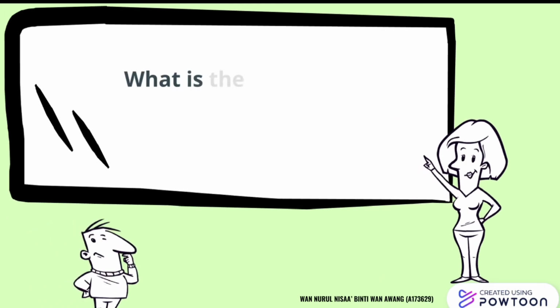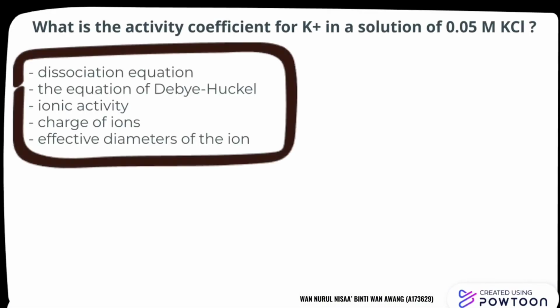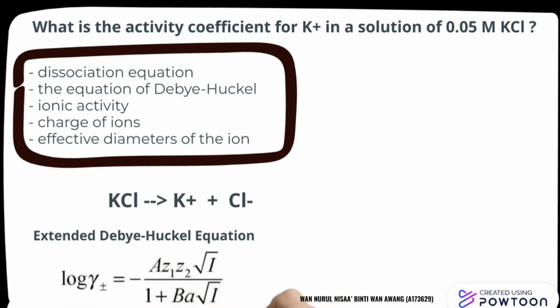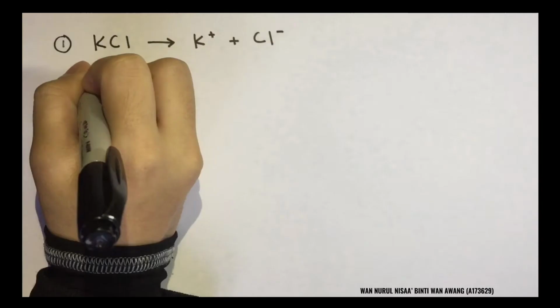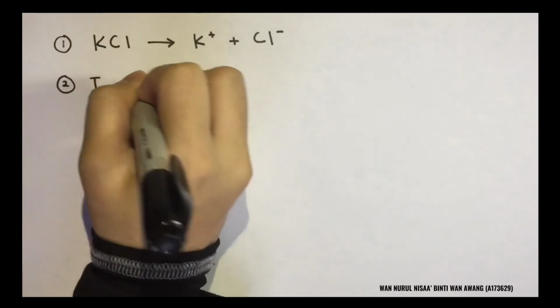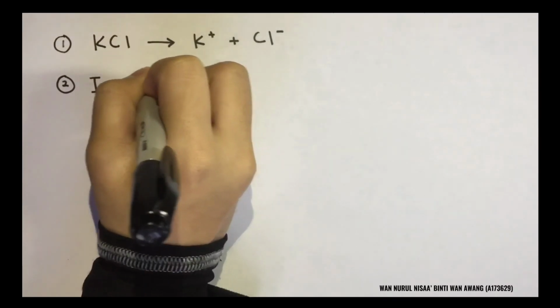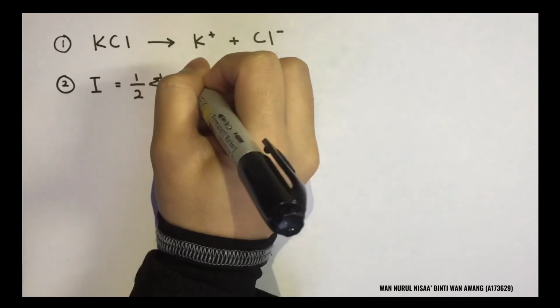What is the activity coefficient for K+ in 0.05 molar KCl? To solve the equation, we have to identify the dissociation of the solution, the extended Debye-Hückel equation, the ionic strength, the charge of the ions, and the effective diameter of the ion, which is K+. Okay, first, calculate the ionic strength. The formula is half times the sum of the concentration times the square of the charge of the ions.